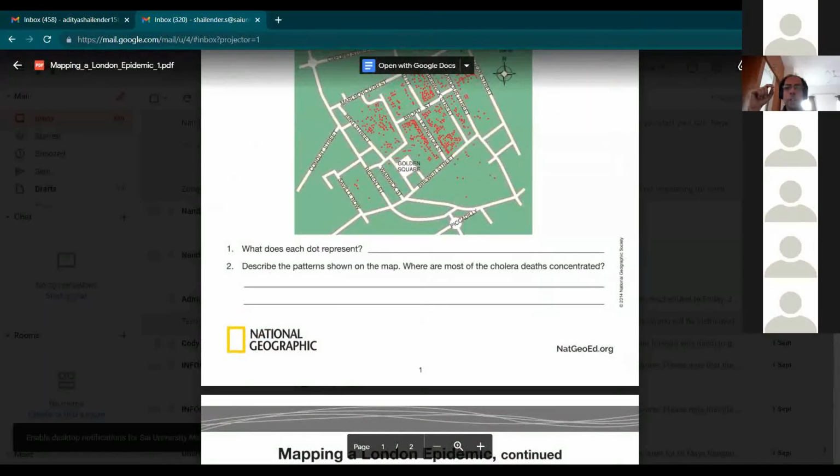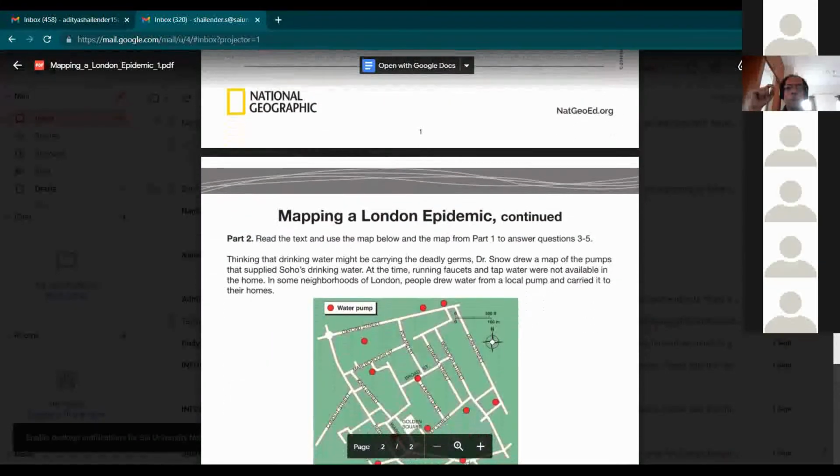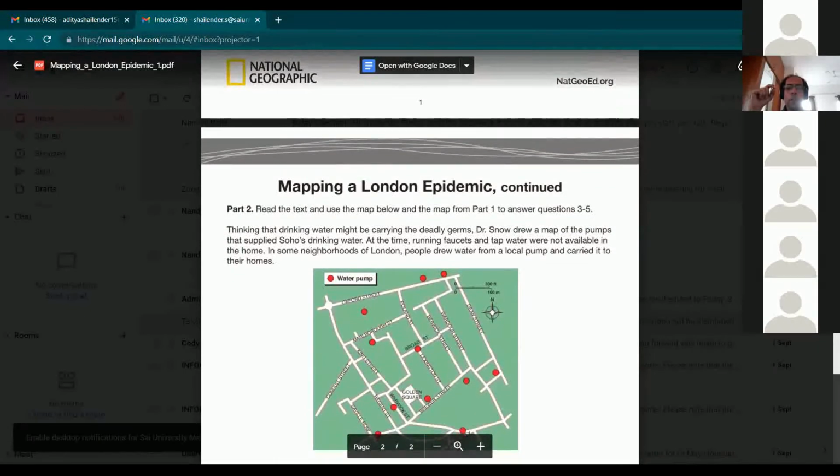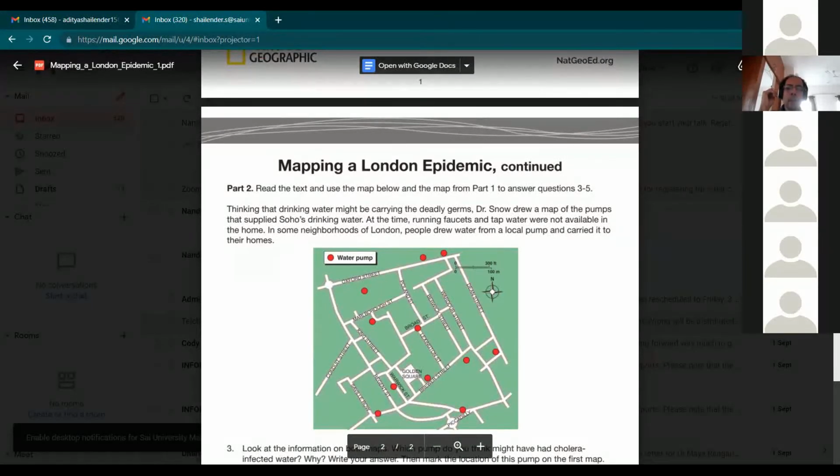I think there was a response early on. Why? I mean, if it actually is spreading through water, right? What do you think is going on with that? I mean, obviously there's multiple hand pumps, right? These water pumps, but the deaths are concentrated around Broad Street. Why might that be the case?